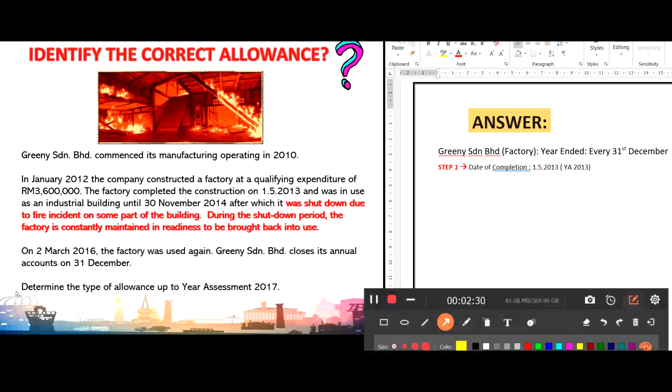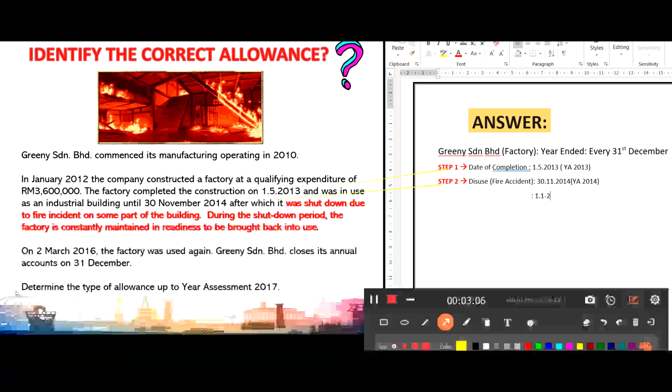Right, the date of completion is here, 1st May 2013. Okay, so second step, you should find any other event that happened in that company. So step 2, on 30th November 2014, there was a fire incident. So the factory has been disused. Right, so next, what is the information given to you?